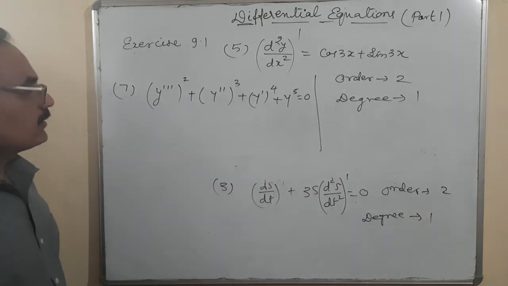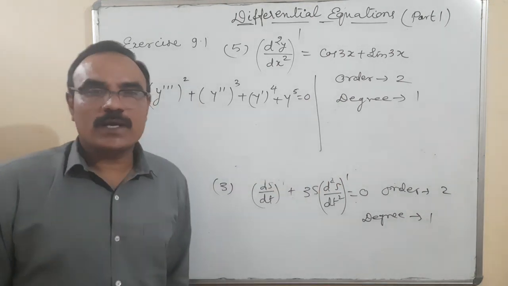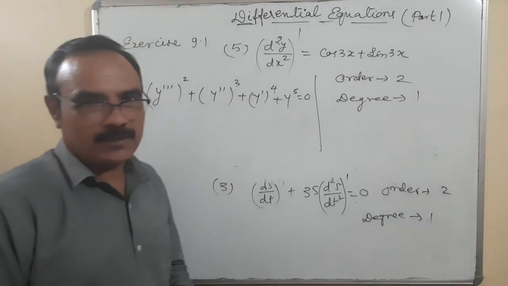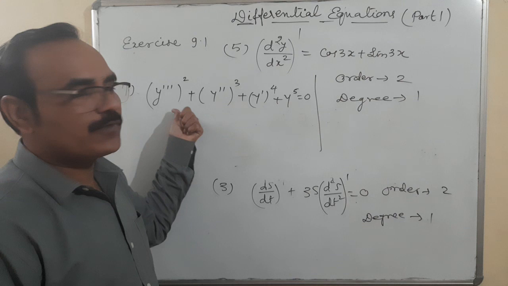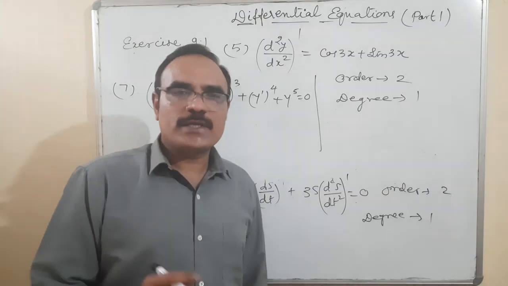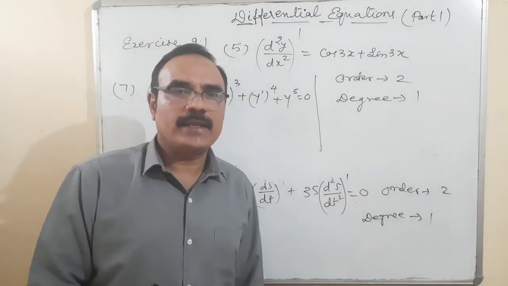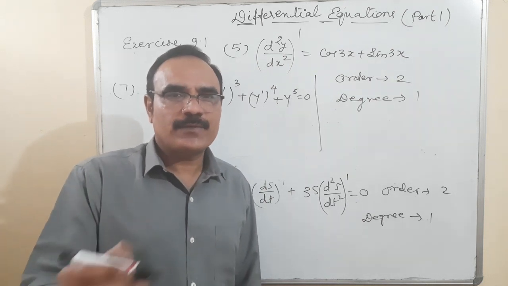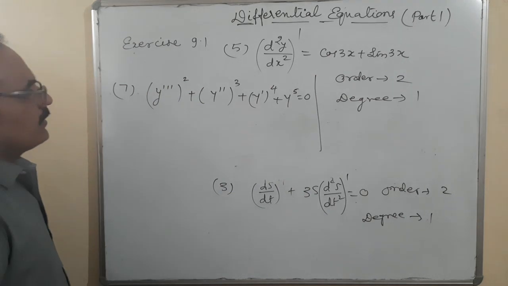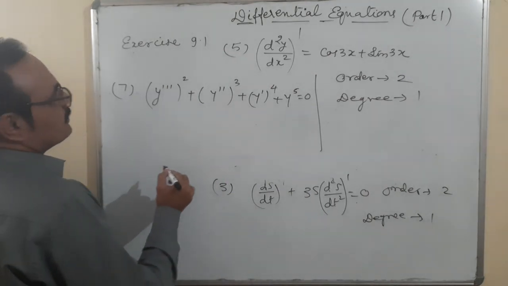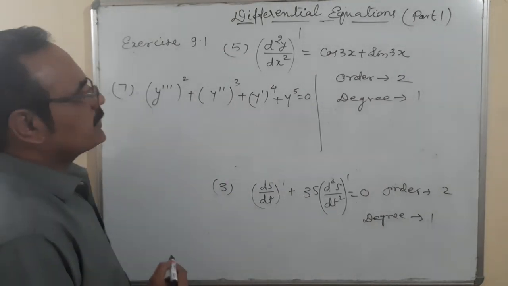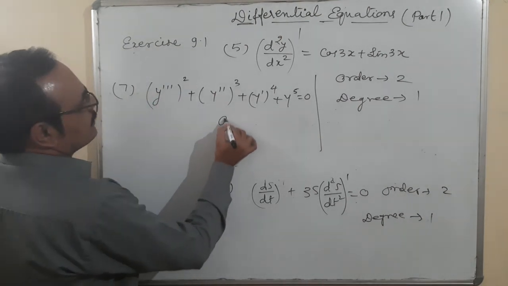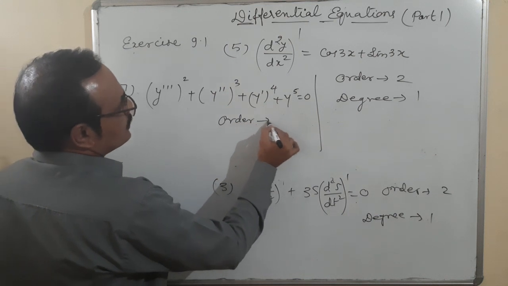Triple dash, double dash, one dash, I told you the meaning of it. So first derivative, second derivative, third derivative. We'll use the terms y1, y2 and y3 also, because suppose y to the power n dash up to n, then how to represent it? We simply write y n. Here, the highest ordered derivative is 3, so the order of this is equal to 3.